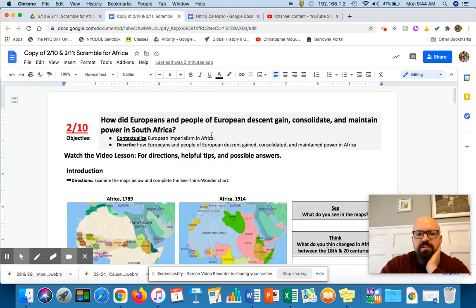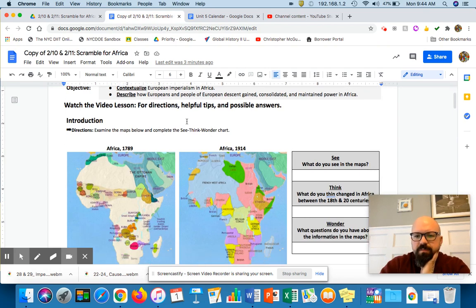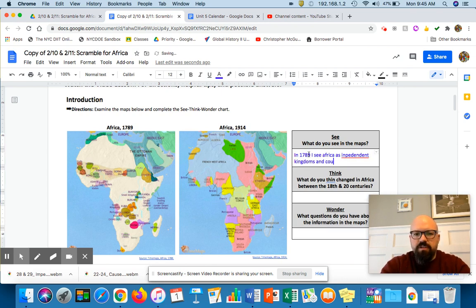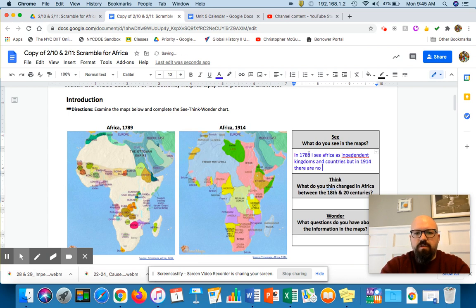So this assignment you can see for today and tomorrow is a little similar to what you've been doing, looking at how maps have changed from 1789 in Africa to 1914 in Africa. What do you see? In 1789, I see Africa as independent kingdoms and countries, but in 1914, there are no independent countries.